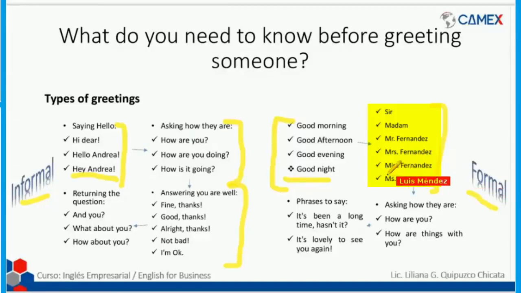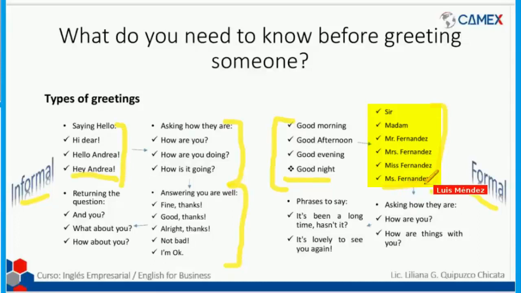Then we have Ms., that is for a lady who is not married, that you are sure that she is not married. And Miss, Miss without, it is like Miss. Can you say that? It looks like Miss, but it doesn't have an I and it doesn't have an extra S. So this one is for women that you don't know their marital status.